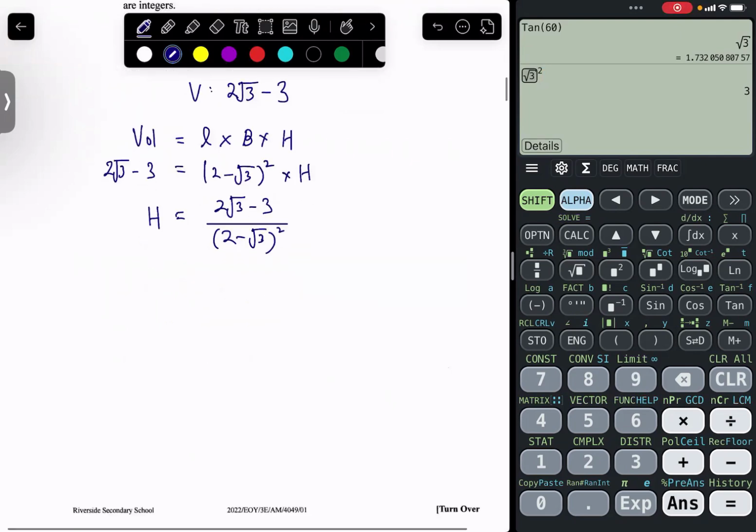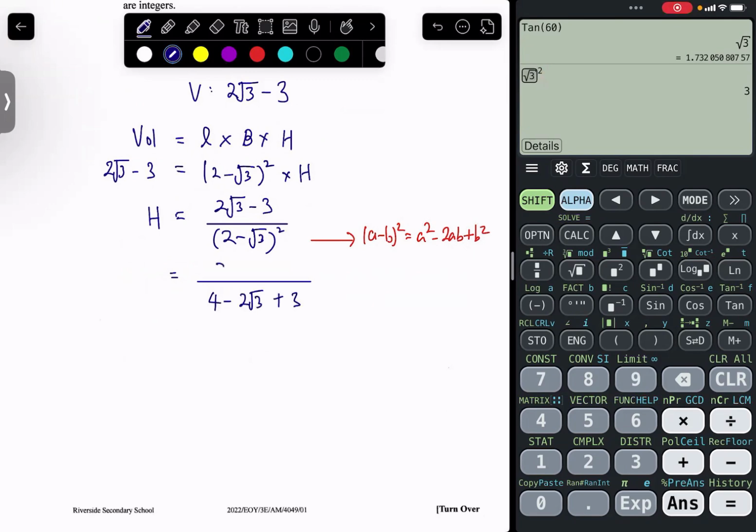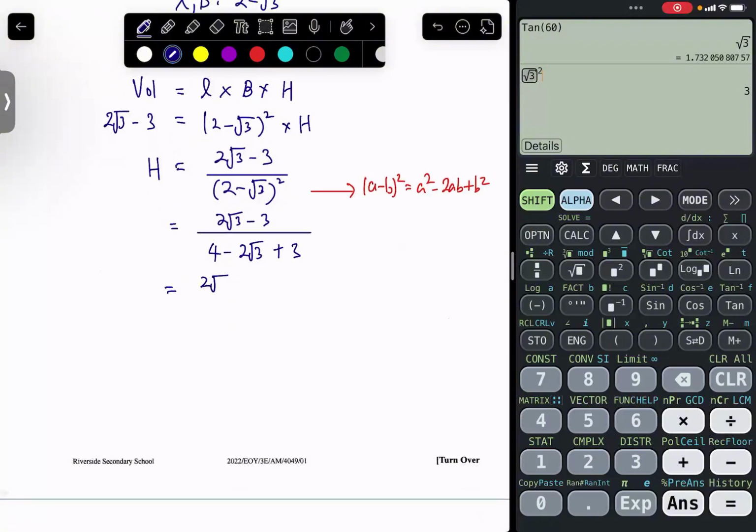Now what I will do down here is expand the denominator. It will be useful if you remember your Sec 2 algebra expansion: (a minus b) squared is equal to a squared minus 2ab plus b squared. So this will be 4 minus 2 root 3 plus 3. The top would just be 2 root 3 minus 3. So we'll have 2 root 3 minus 3 over 7 minus 2 root 3.